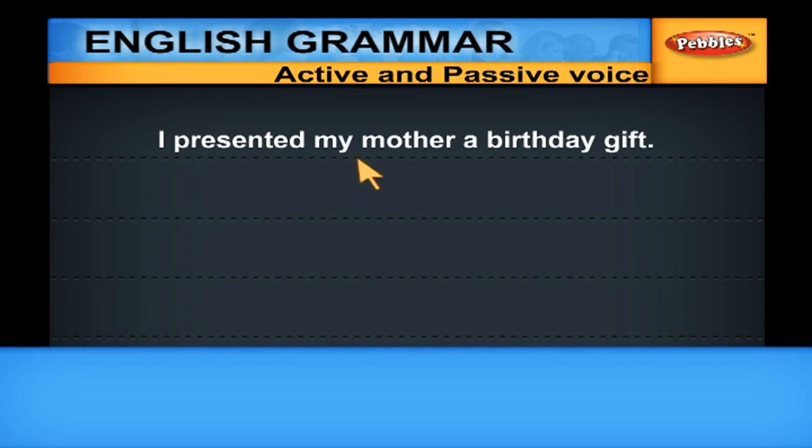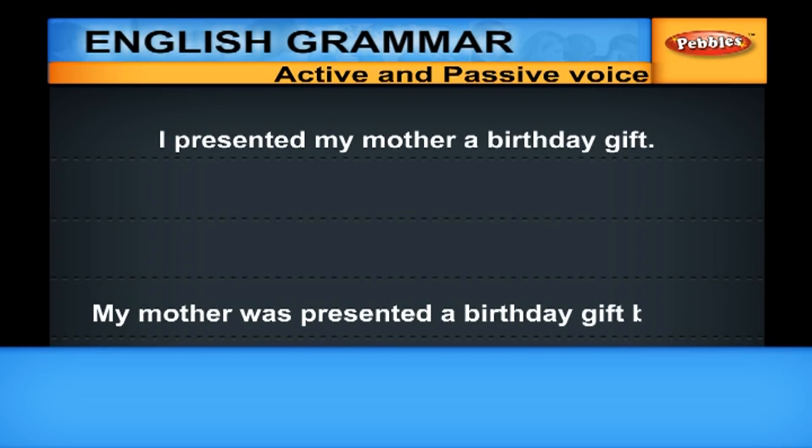You can use my mother also as the subject. My mother is a singular and will take was as helping verb. My mother was presented a birthday gift by me.